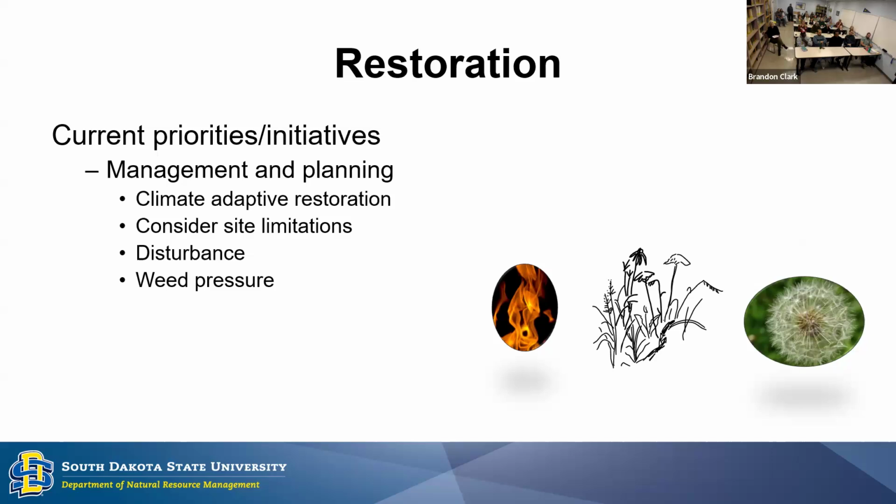Current priorities and initiatives within restoration include looking into the management and planning of that restoration. Important topics right now are looking into climate adaptive restorations. So how can we prepare our restorations to not just work in the current climate, but also maybe a future climate? Consider the site limitations of things like the soil type, the topography, or even the habitat connectivity of our restorations, while also looking to changes in disturbance and weed pressures.